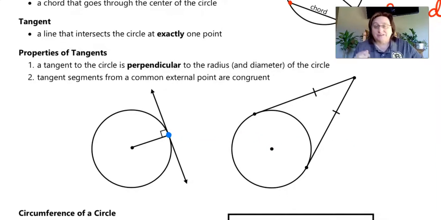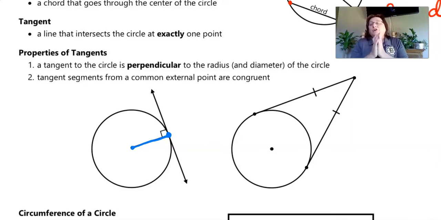Now, a line is tangent to the circle if and only if it is perpendicular to either the radius or the diameter. Now, we're going to use this here in just a second because, guys, we're going to create right triangles and we're going to solve for some measurements. So, you have a tangent line if and only if it is perpendicular to the radius and touches the circle at exactly 1 point.